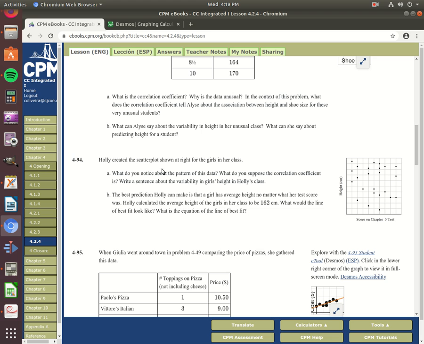All right, so Holly created a scatter plot showing it for girls in her class. So it looks like this. Again, this is a scatter plot. Here's the score on the Chapter 5 test, and here's how tall you are.